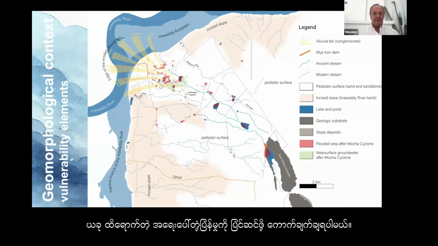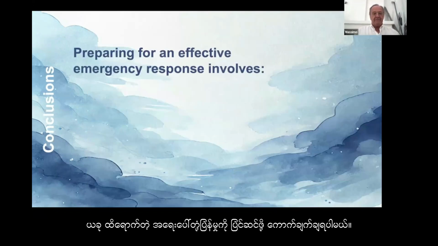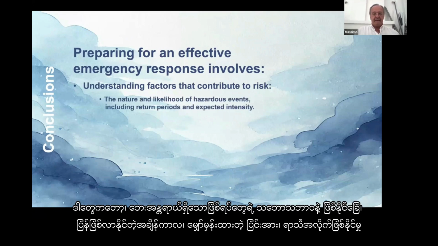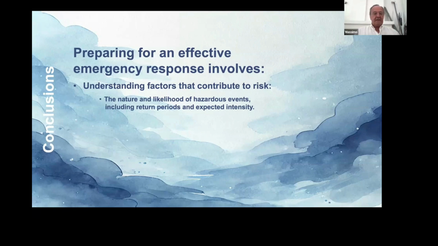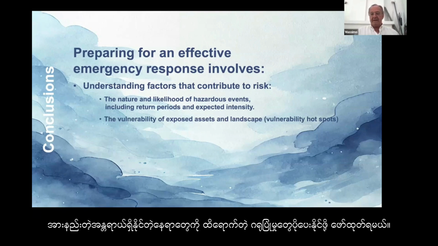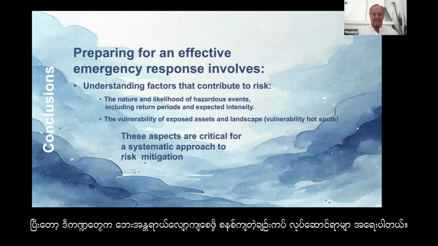And now we can come to some conclusions to prepare for an effective emergency response. And so the first thing is to understand factors that contribute to risk, namely the nature and likelihood of the hazardous event, return periods, expected intensity, seasonality. Then we have to consider the vulnerability of the exposed assets and the landscape, which is also an asset. We have to identify vulnerability hotspots that deserve more effective attention. And these aspects are critical to perform a systematic approach to risk mitigation.